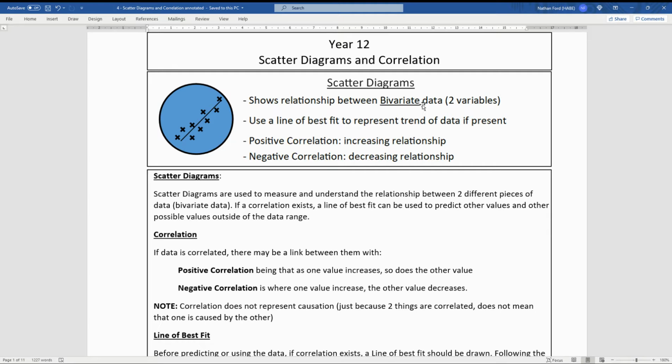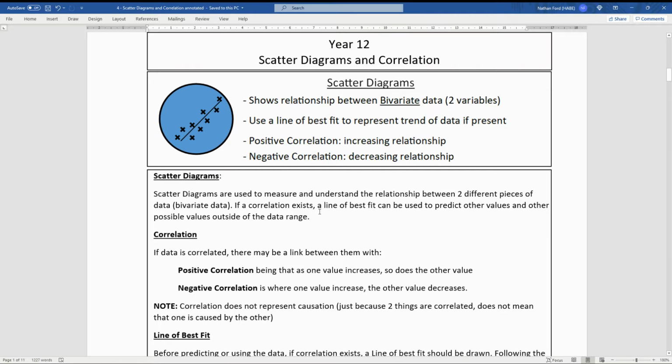Once we've drawn our data in, we're going to try and actually draw a line of best fit, and I'm going to talk to you about how you do that as well. And we're going to be talking about positive correlation and negative correlation. And there is such a thing as strong versus weak, but you can see that with the Spearman's rank correlation coefficient in a next video.